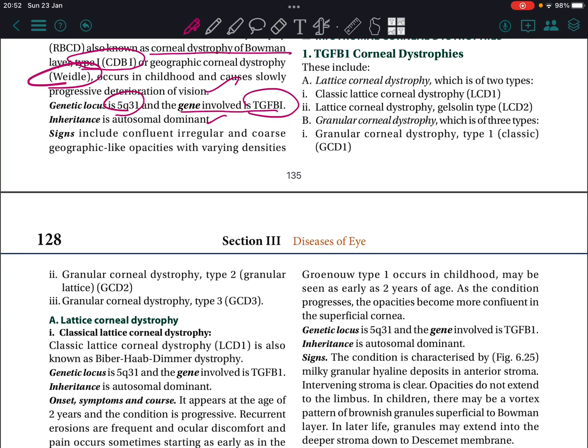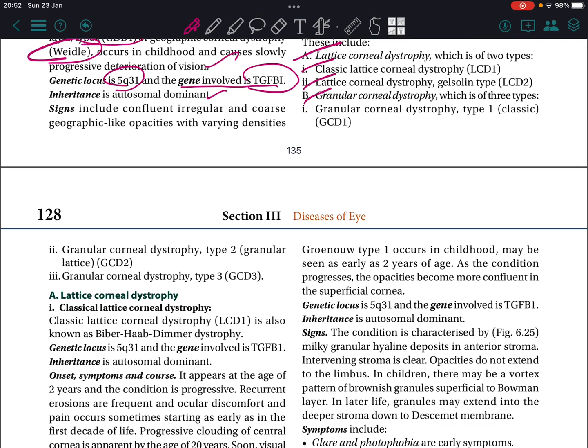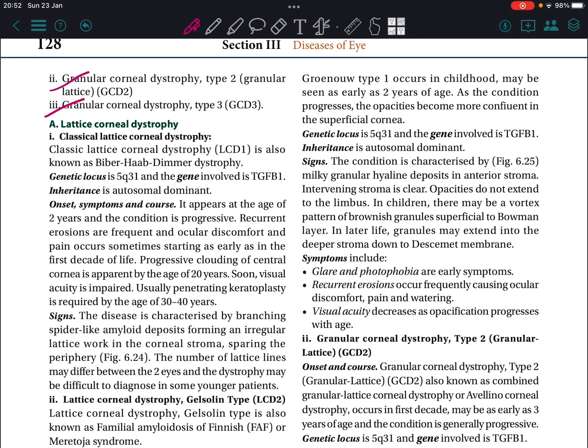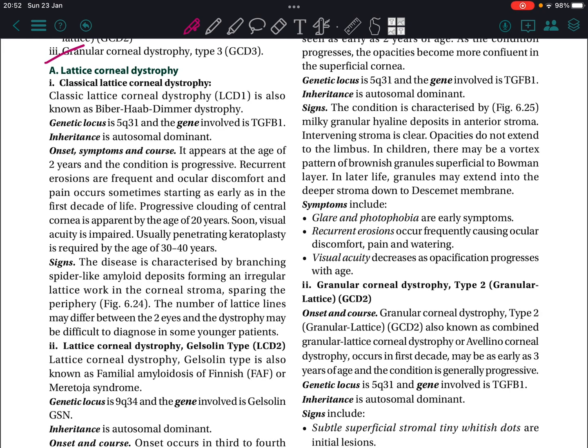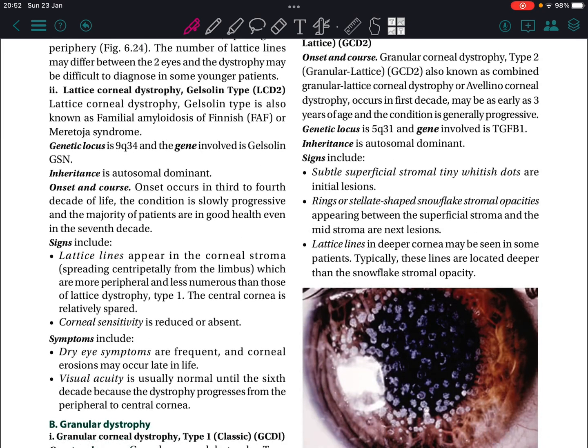Stromal corneal dystrophies (TGFBI). They are classic lattice corneal dystrophy, granular corneal dystrophy, granular corneal dystrophy type 2, and lattice corneal dystrophy type 3. Type 1: classic lattice corneal dystrophy.